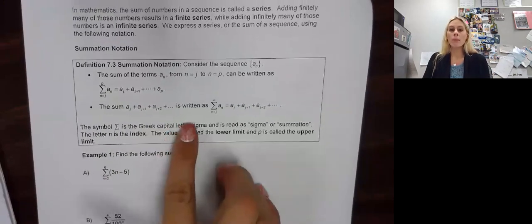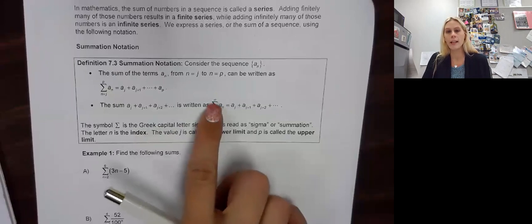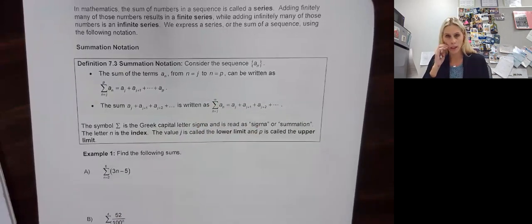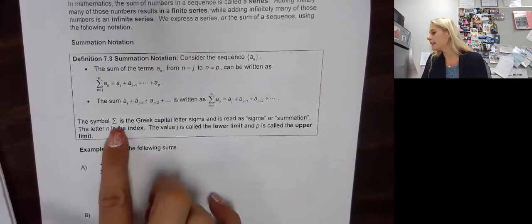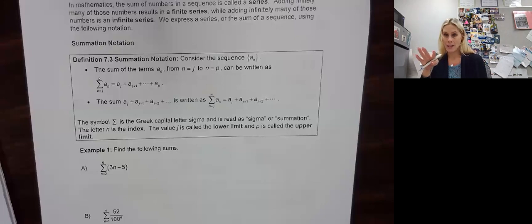The sum can be written as, now this is infinite, right, because we have infinity at the top, so it keeps going on forever, and that has that dot, dot, dot, okay? This symbol is, of course, sigma notation, or summation. The n is what we call the index, j is what we call the lower limit, and p is the upper limit, okay? So right now, we're going to find the following sums by hand.